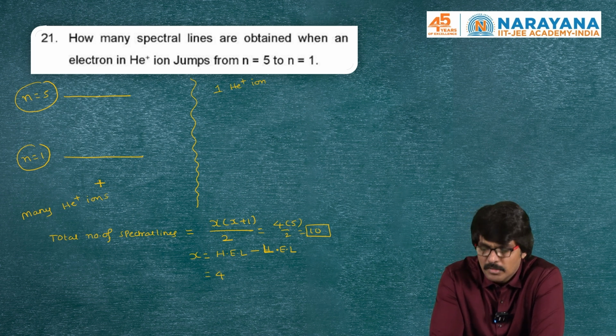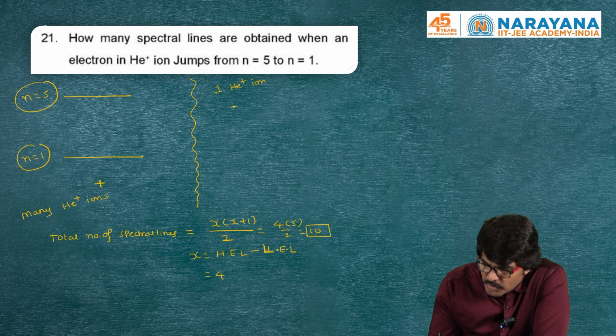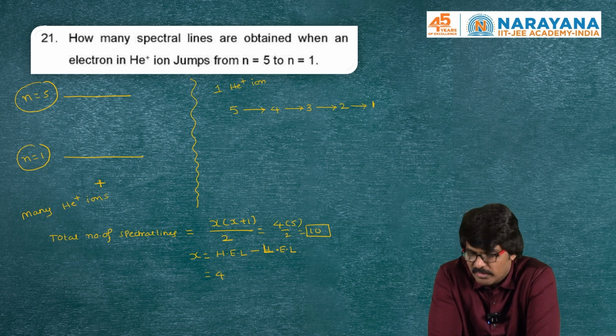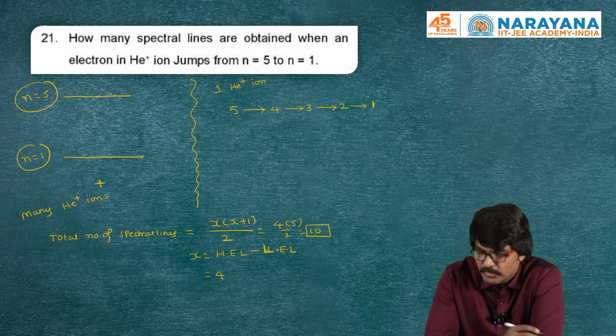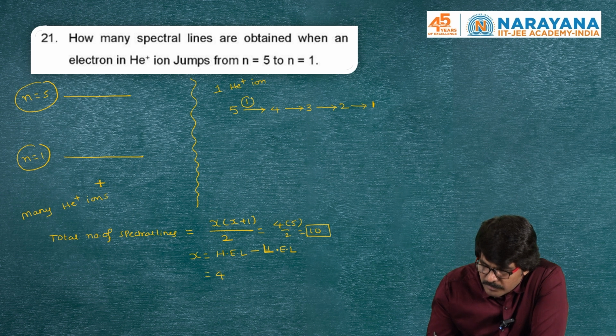while recording the spectrum. But theoretically, in order to get the maximum number of spectral lines, the possibilities are 5 to 4, 4 to 3, 3 to 2, 2 to 1. Maximum number of spectral lines: 5 to 4, one spectral line. 4 to 3, one spectral line. 3 to 2, one spectral line. That is the third spectral line. And this is the fourth spectral line. In that situation, the maximum number of spectral lines is 4.